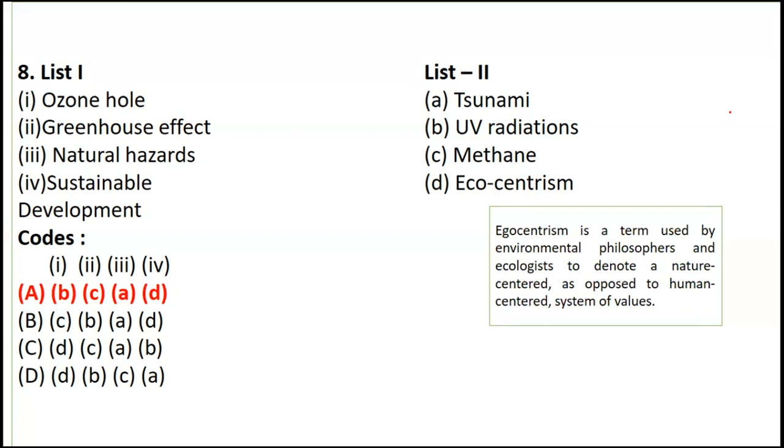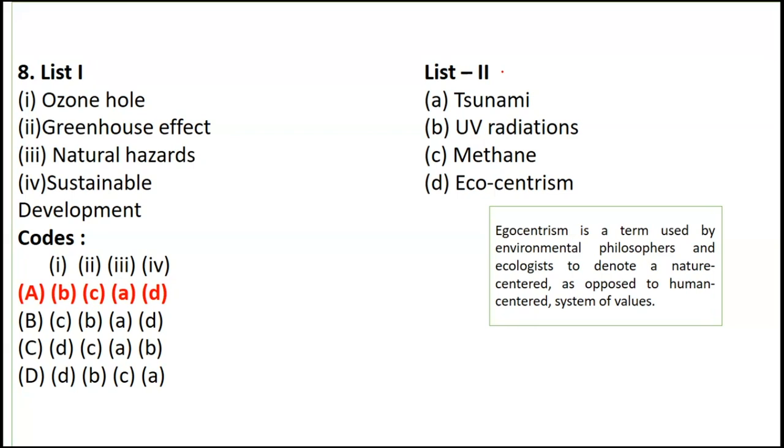So ozone hole is for UV radiations. When you have greenhouse effect, that is methane, a greenhouse gas. Then we have natural hazards, that is in the form of what? Natural tsunami. Yes, and sustainable development is ecocentrism.